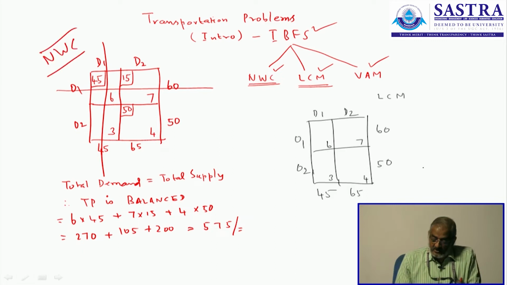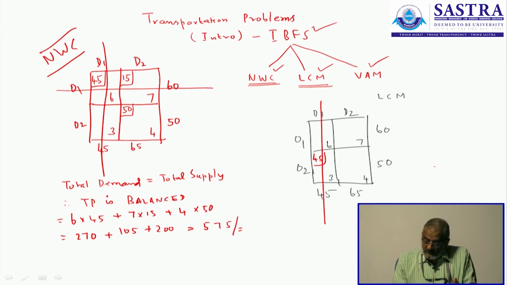Now for the least cost method, first we pick the least cost among all cells. What is the least cost? 3, where the demand is 45 and the supply is 50 units. So I can supply all the 45 demand. Now the demand is satisfied, so cross the demand. Now what is the next least cost? The next least cost is 4, where the demand is 65 units, but supply is 50 minus 45, only 5 units. So 5 units can be supplied here.